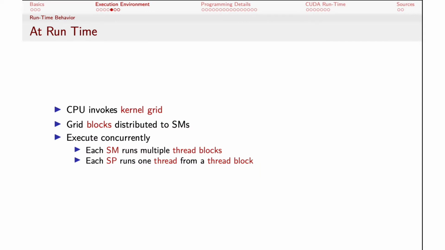So at runtime, here's another simple summary of what goes on. The CPU, the host, is going to kick off the execution of a kernel grid. So a grid containing blocks, containing threads that run kernels. Within the grid, different blocks are going to be split up by streaming multiprocessors. So each streaming multiprocessor is going to be responsible for executing some collection of blocks of threads. And then within those blocks, we're going to concurrently execute on all of the streaming processors within that SM the threads from the thread block.